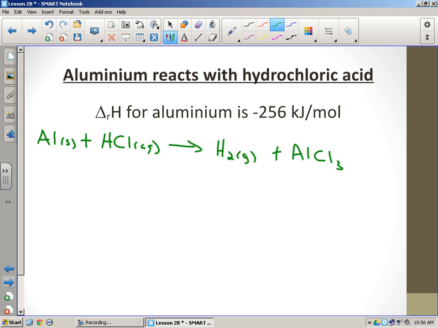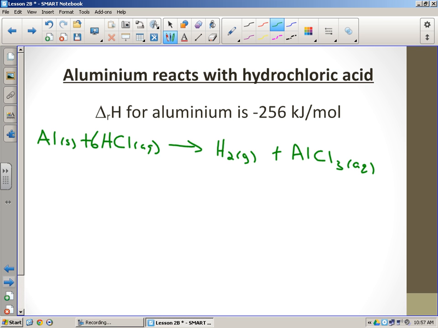Aluminum's a 3+, chloride's a 1-, so we need to swap and drop. Yes? And this, of course, is aqueous as well. Okay, the other part of the solution. Balancing-wise, there's 2 hydrogens here. I could put a 2 here, but then I have 2 chlorines, and that's 3 chlorines, so that's going to be the problem.